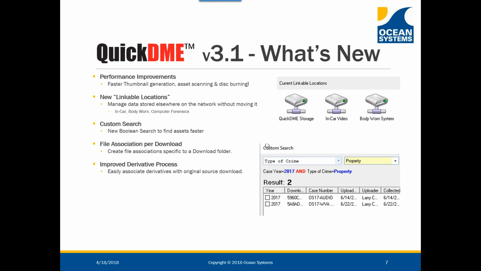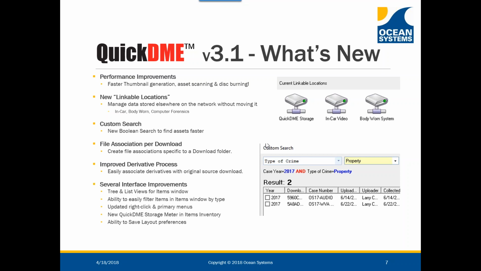And the new derivative process makes it much easier to associate those derivatives with the original source files. So it'll automatically select the folder, as you'll see, and give you the option to manually override that. And then display those assets next to that original source folder.